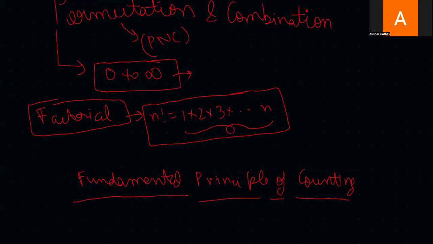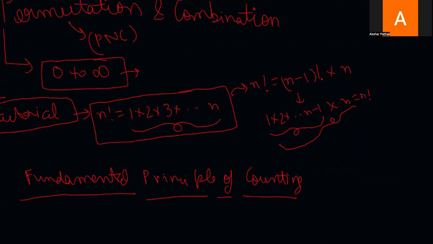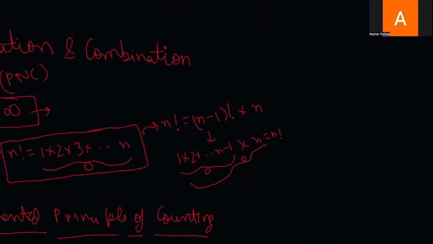Can you write n factorial as n minus 1 factorial into n? Because what is n minus 1 factorial? It's 1 into 2 into up till n minus 1. This is n minus 1 factorial, and into n, this becomes your n factorial. Will you remember this formula?